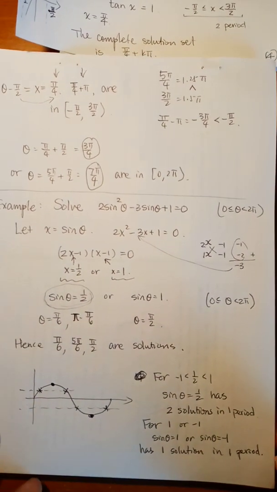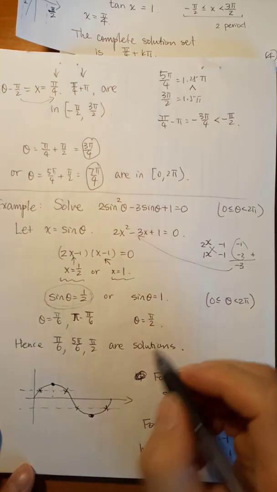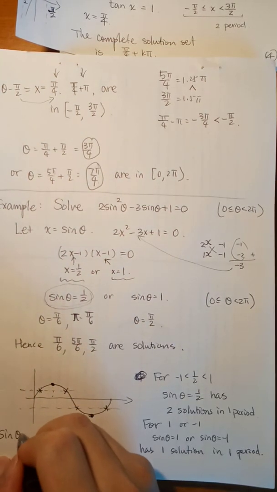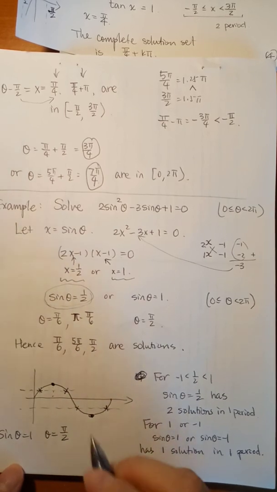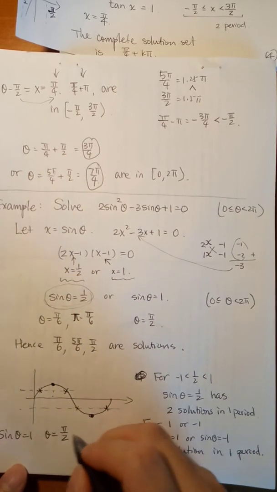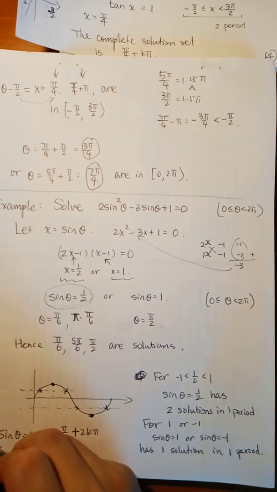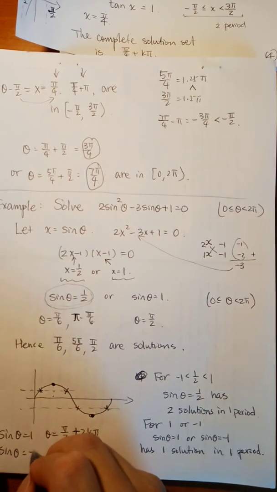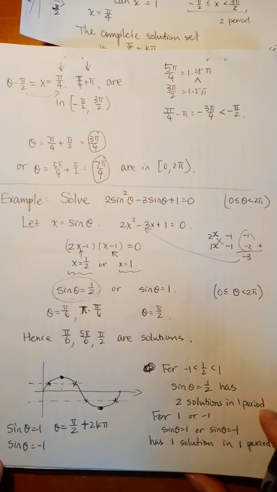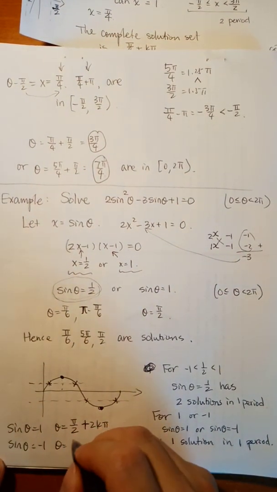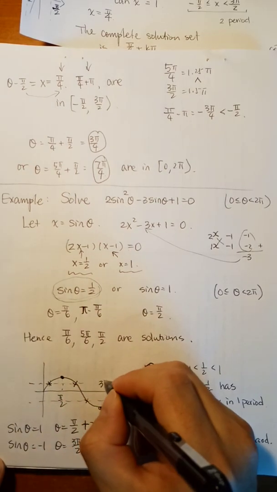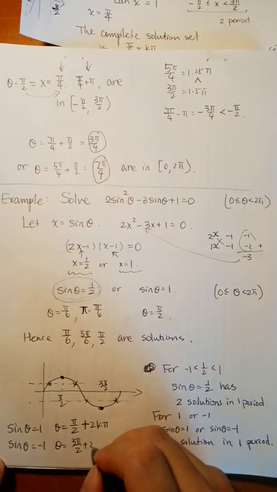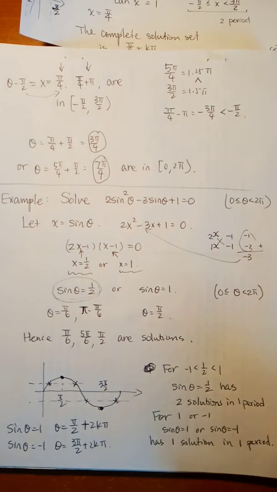There's only one solution in one period. Here, sine theta equal to 1, theta is pi over 2. This is one solution in one period, plus 2k pi. Sine theta is -1. If sine theta is -1, then theta is 3 pi over 2. This is pi over 2. This is 3 pi over 2. And then plus 2k pi to get the complete solution.